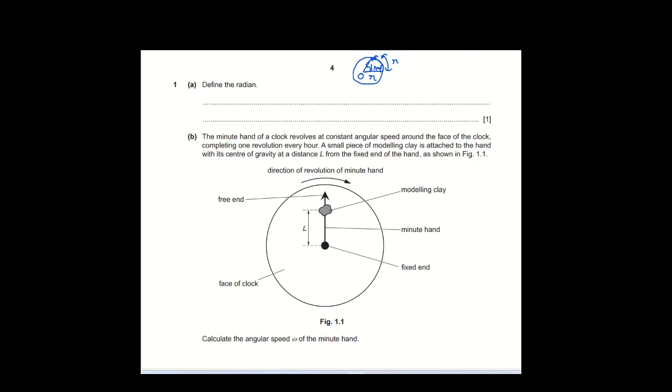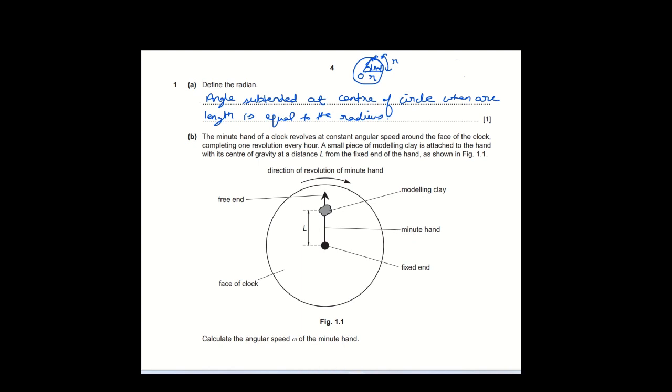Meaning, what is 1 radian? Angle subtended at the center of the circle when the arc length is equal to the radius.